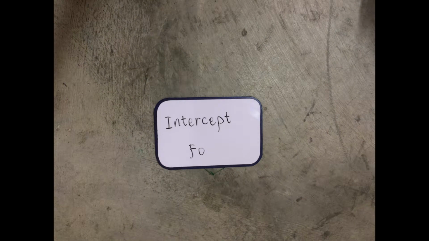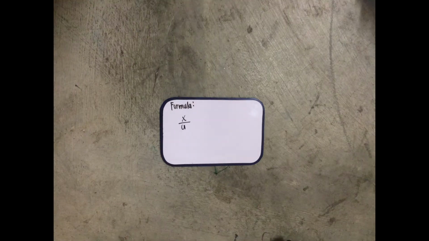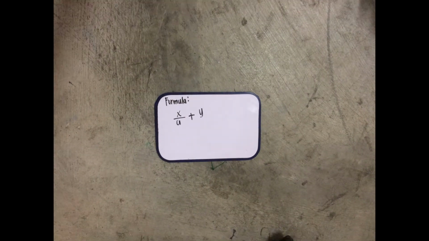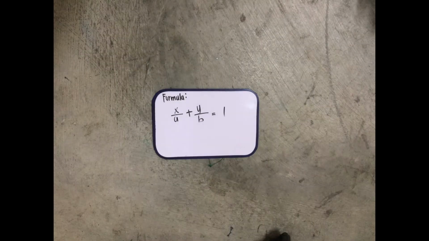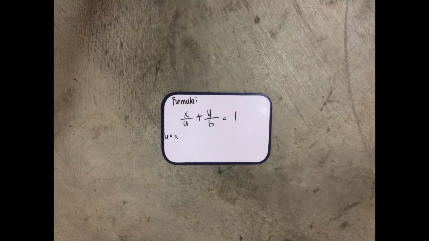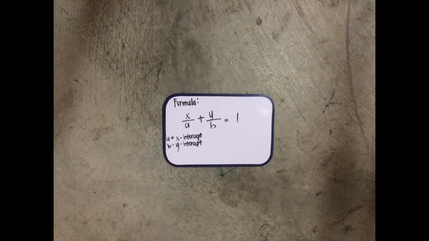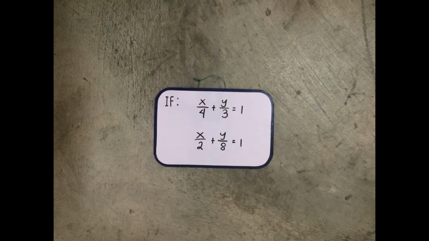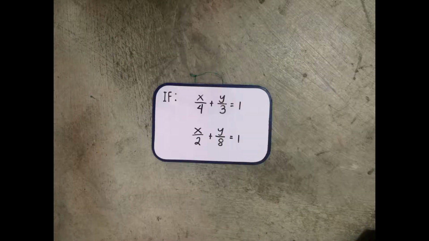Intercept form. The formula for intercept form is x over a plus y over b is equal to 1. a is equal to x-intercept and b is equal to y-intercept. Examples of intercept form are x over 4 plus y over 3 is equal to 1, and x over 2 plus y over 8 is equal to 1.